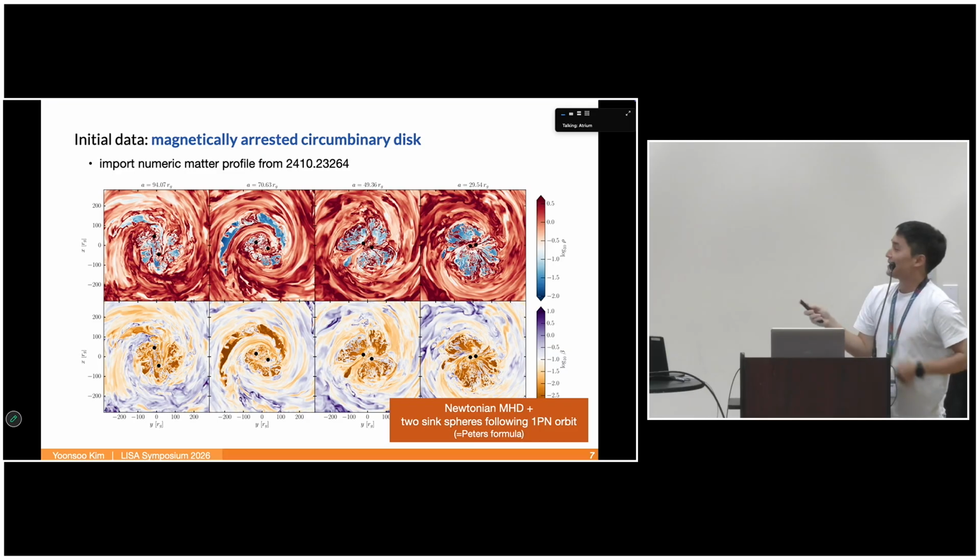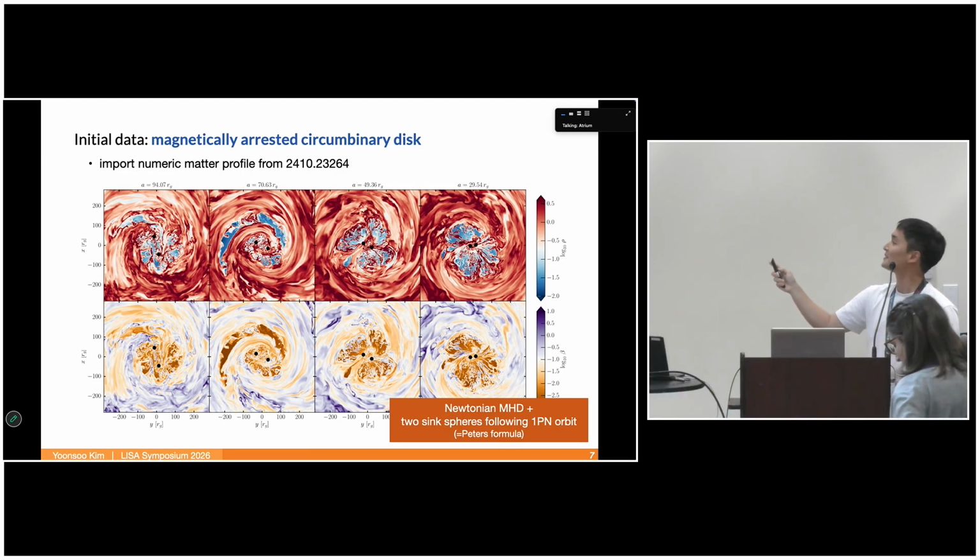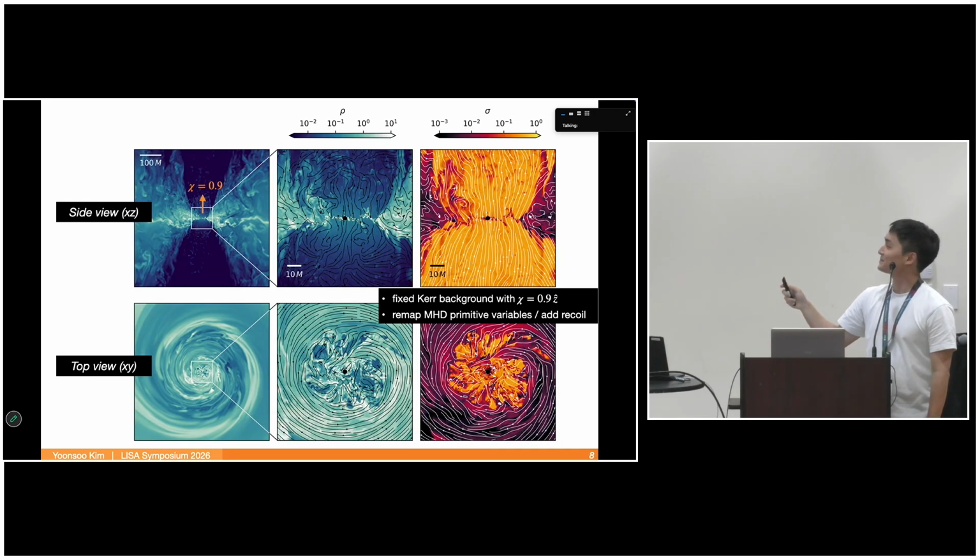We take the snapshot from the very final moment of this simulation, put the black hole at the center, and impose the kick. It's not consistent, since this is not full GR, but we thought this might be enough for our current purpose. So I'll just keep it simple. It took almost half a year to import this data into a relativistic simulation setup, but it's done.